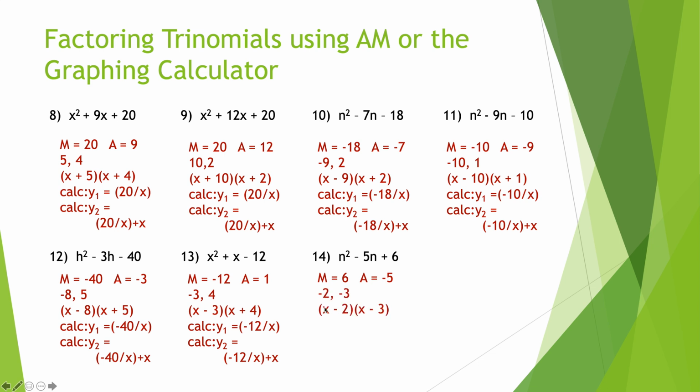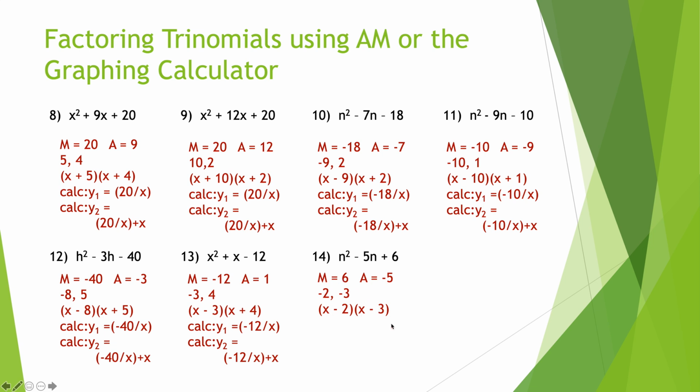Quick mental check. Always want to do that. X times x is x squared. X times negative 3 is negative 3x. Negative 2 times x is negative 2x. Add up negative 3x and negative 2x, you get negative 5x. And then negative 2 times negative 3 is positive 6.